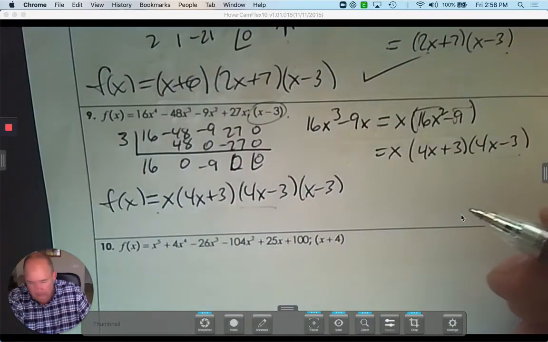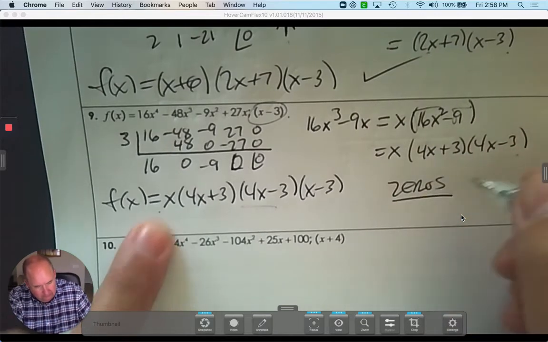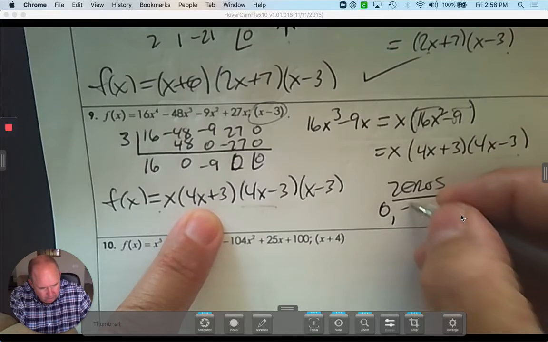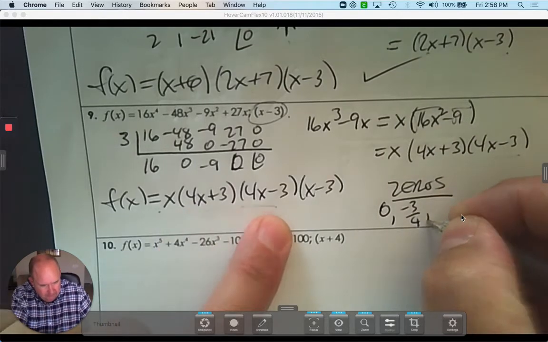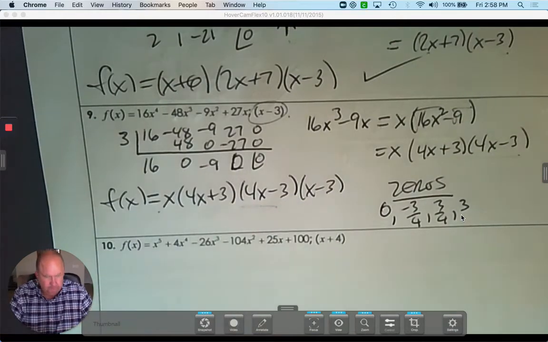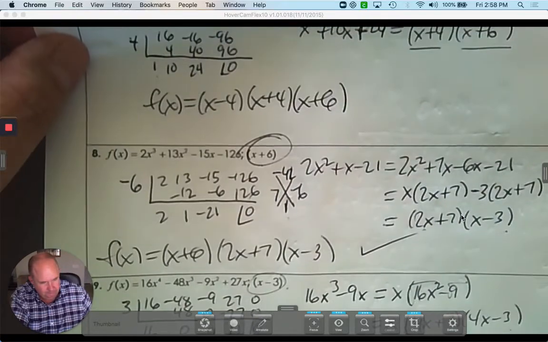Now, what are the zeros here? So I'm just going to label it zeros. X by itself, the zero is 0. Here, subtract 3 and divide by 4, add 3, divide by 4, and just add 3. Let's go back up to make sure I didn't make a mistake up here.